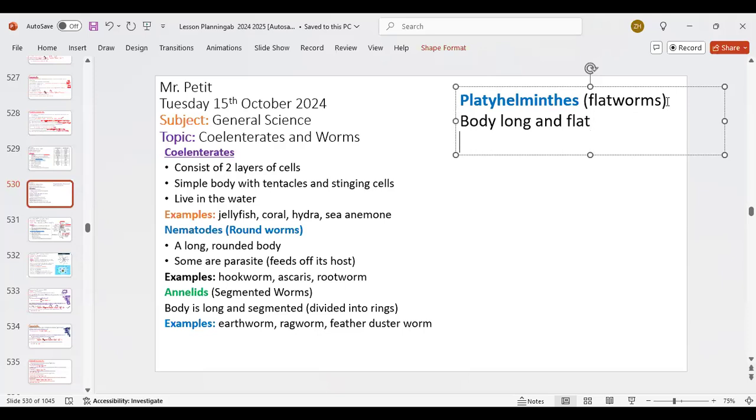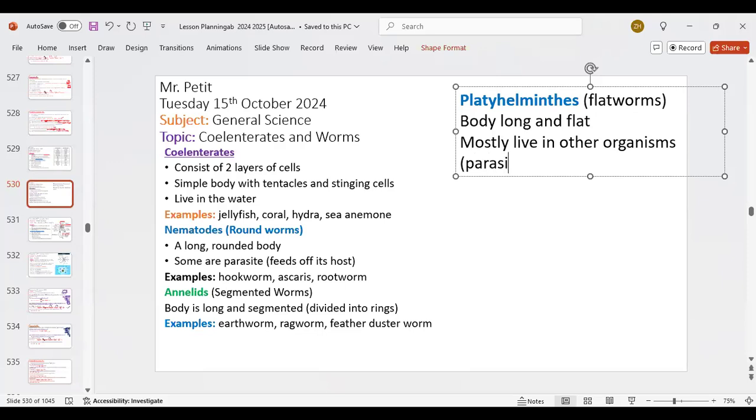They are parasites. These are the ones that like to live in people and other organisms. So they mostly live in other organisms, right? They are called what? Parasites. So they feed off of you. That's the most disgusting thing about worms.